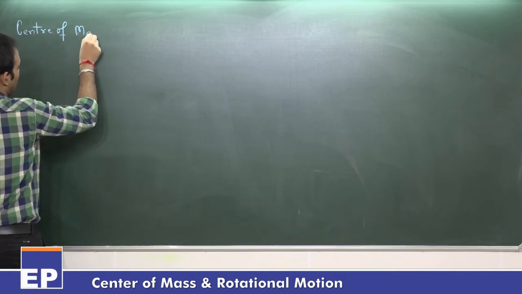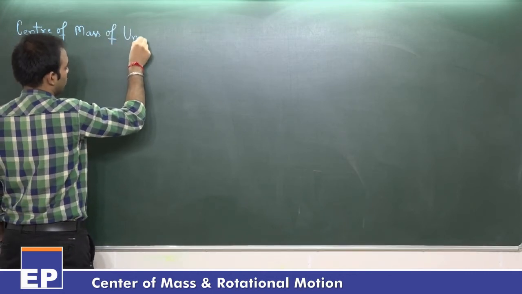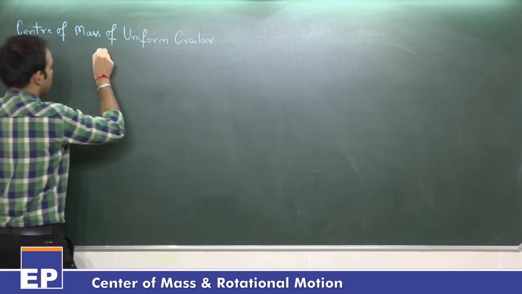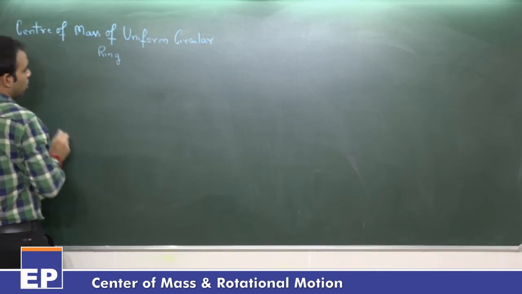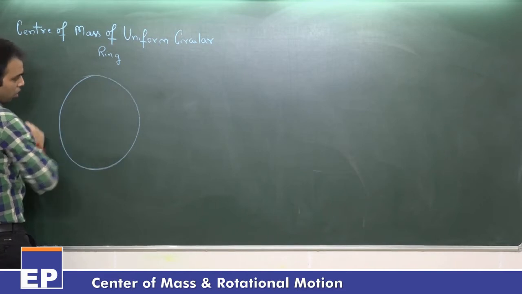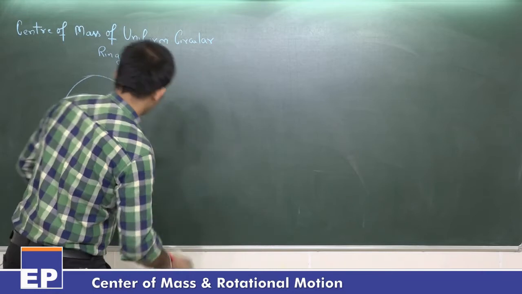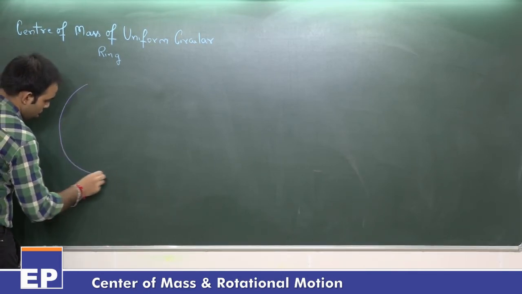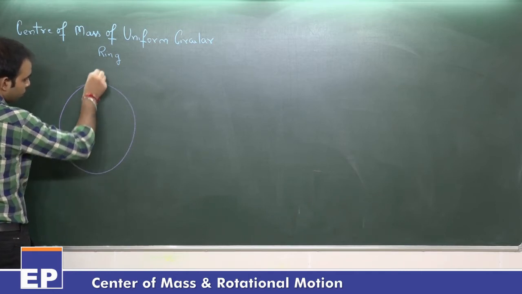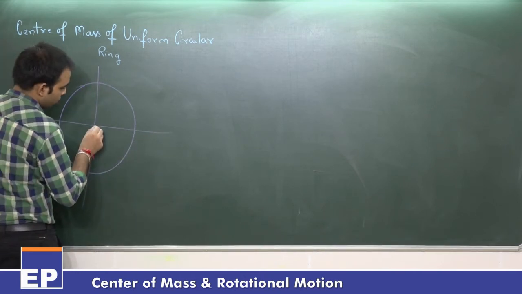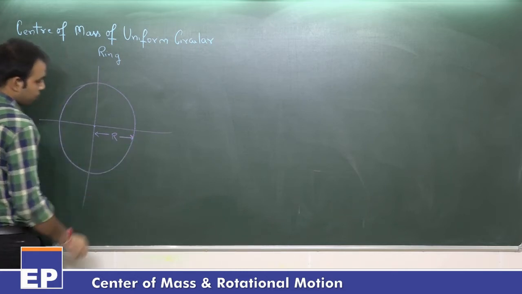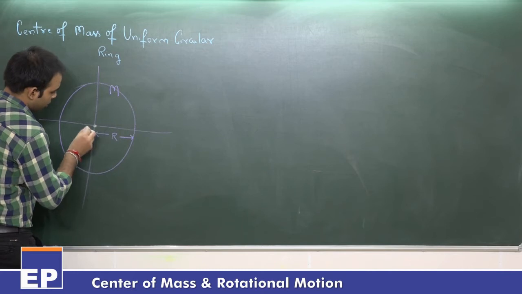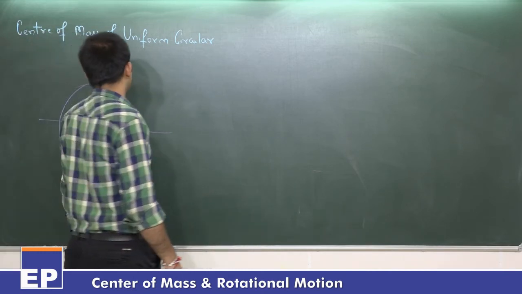Center of mass of a uniform circular ring. For a uniform circular ring of radius r and mass m, the center of mass is at the center O. That is the center of mass for the uniform circular ring.